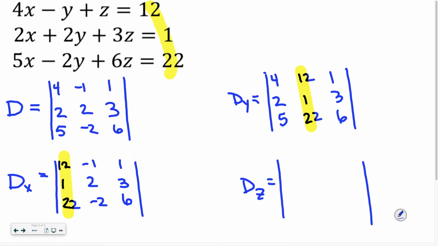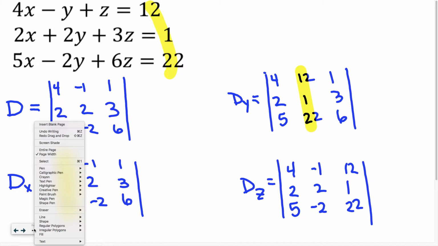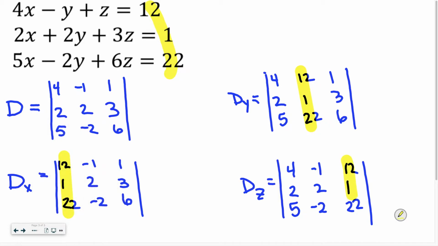Eli, D sub z, what would that matrix look like? 4, negative 1, 12. 2, 2, 1. 5, negative 2, 22. Okay, so here, since it's D sub z, x and y, those two columns get to stay the same, but then we change the z column to be those constants. Okay, all right, so now we have 4 3x3 determinants to find. It might be a little bit tedious, but it's the same method over and over.